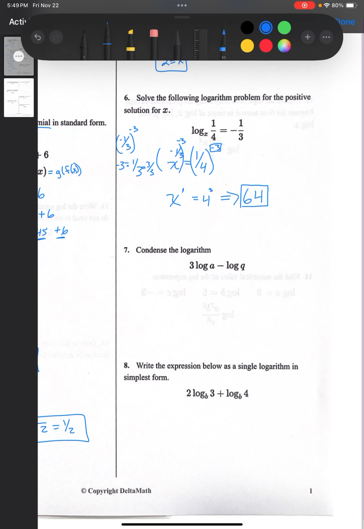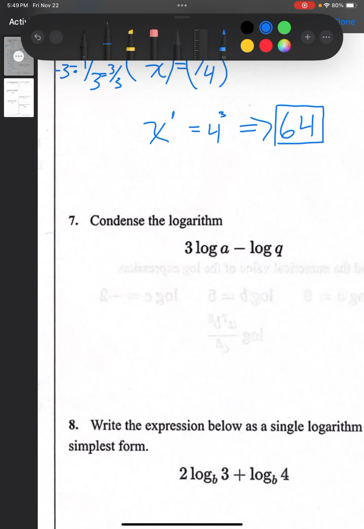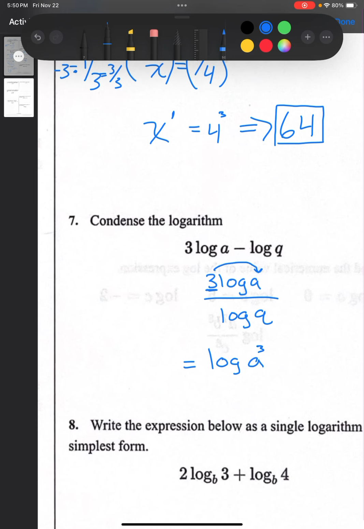All right, so number 7 is remembering what these logs mean, right? When you're subtracting them and they have the same base, you are actually dividing them. So actually, you're doing 3 log A over log Q. This is not completely condensed because this 3 cannot be in front of this log if it's condensed. So we need to take another step further. If we remember, this 3 will go up here, so A is going to be cubed, and log Q just stays the same.